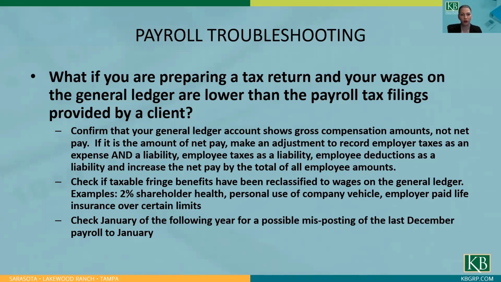The adjustments we need to make are recording employer tax as an expense and a liability, because it's not in the books at all right now. Employee taxes as a liability only, because that's their liability rather than ours. Employee deductions from payroll as their liability, so on our balance sheet a liability, and increase the net pay by the total of all employee amounts. To put some numbers to this example, let's say my net payroll per a payroll filing is $1,000 and my gross payroll number is $5,000. I need to increase my GL account $4,000 to bring it to the $5,000 that we should have.